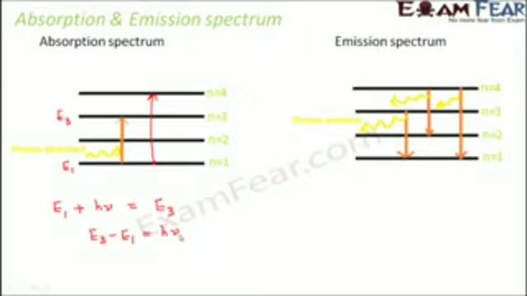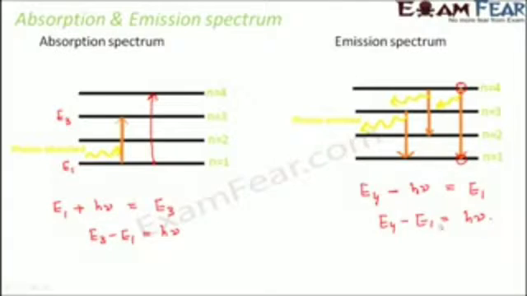Now if you talk about the emission spectrum, let's talk about this transition from E4 to E1. So here you see that the energy at 4, that means E4, when it releases a photon, let's say that it released a photon of energy h nu, then it comes back to the ground state, which is E1. So from this also you can say E4 minus E1 is equal to h nu.